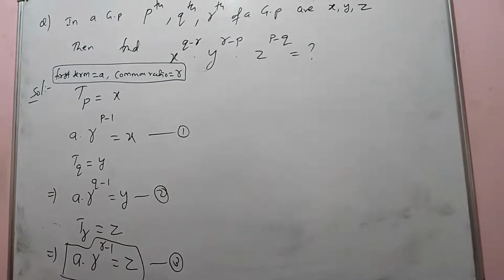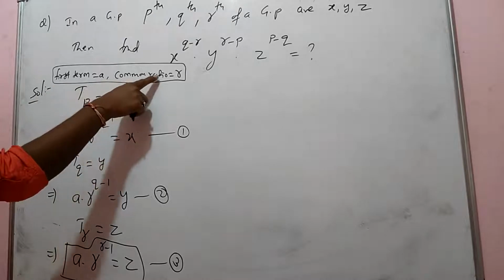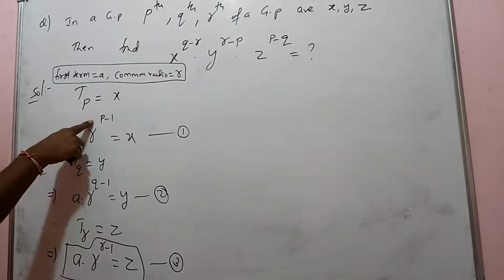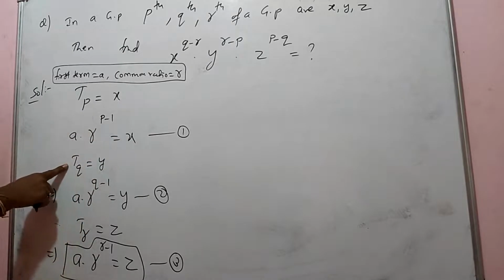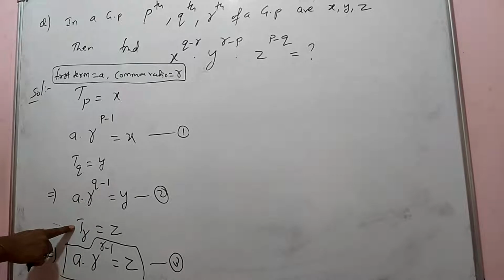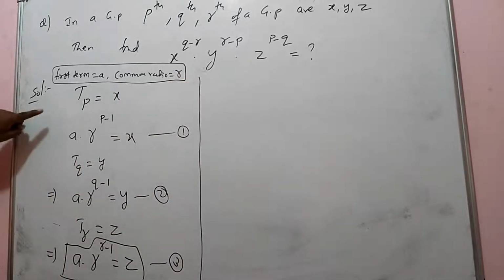Did you understand? Karthik Mane, yes, very good. Now here, taking the first term as a and the common ratio as r: the pth term is x, that is a into r power p minus 1 is equal to x; the qth term is y, that is a into r to the power of q minus 1 is equal to y; the rth term is z, that is a into r to the power of r minus 1 is equal to z. So we took these values. Now, what is x, y, z?